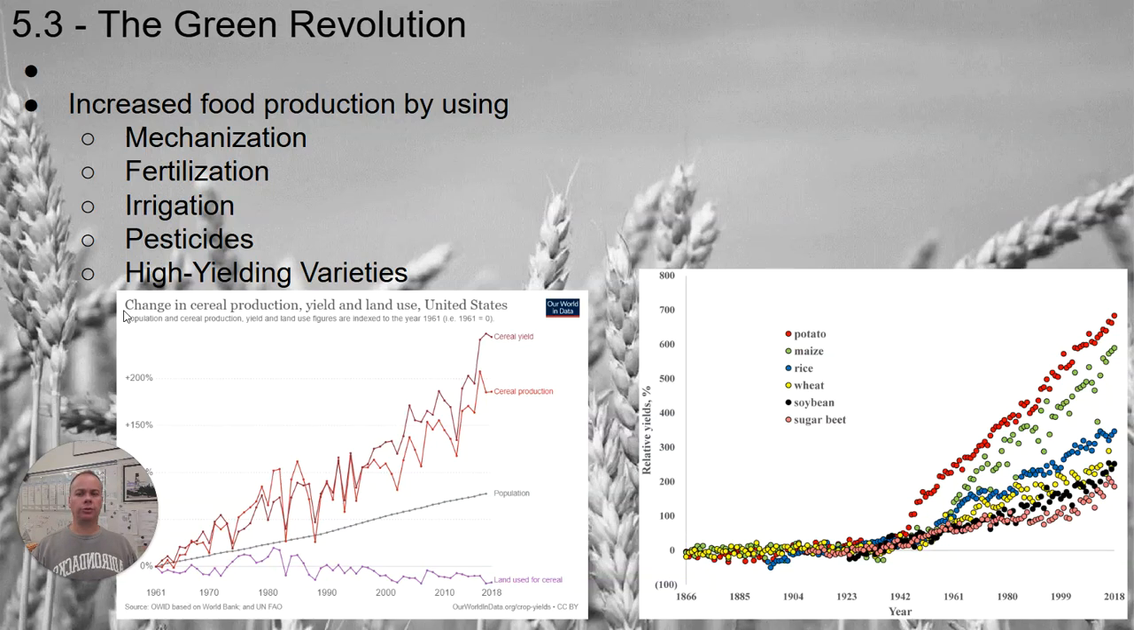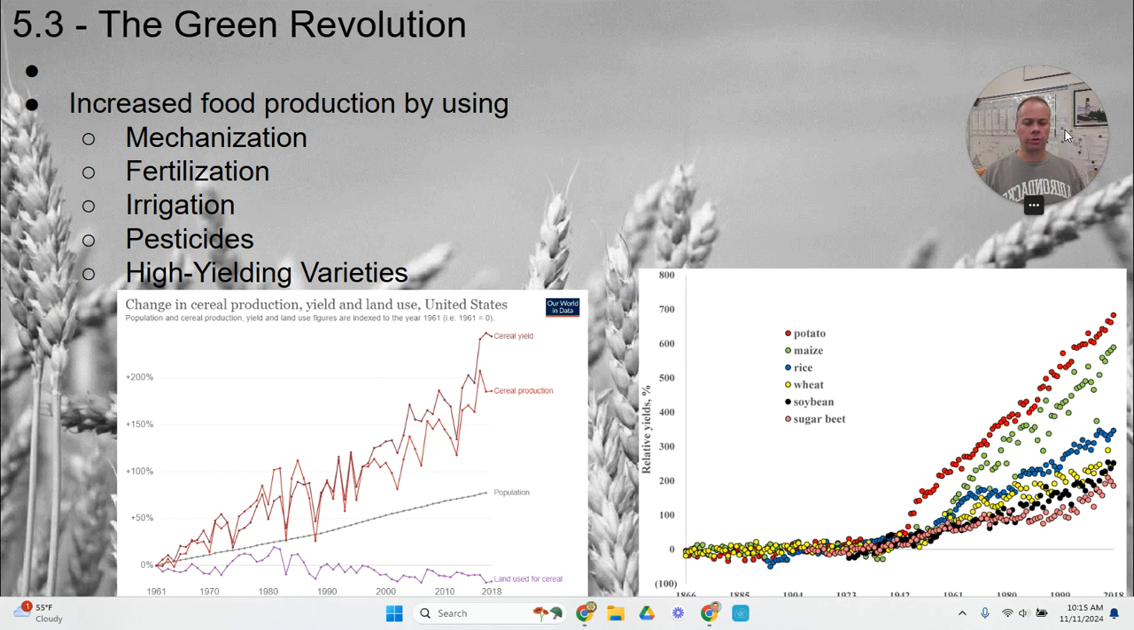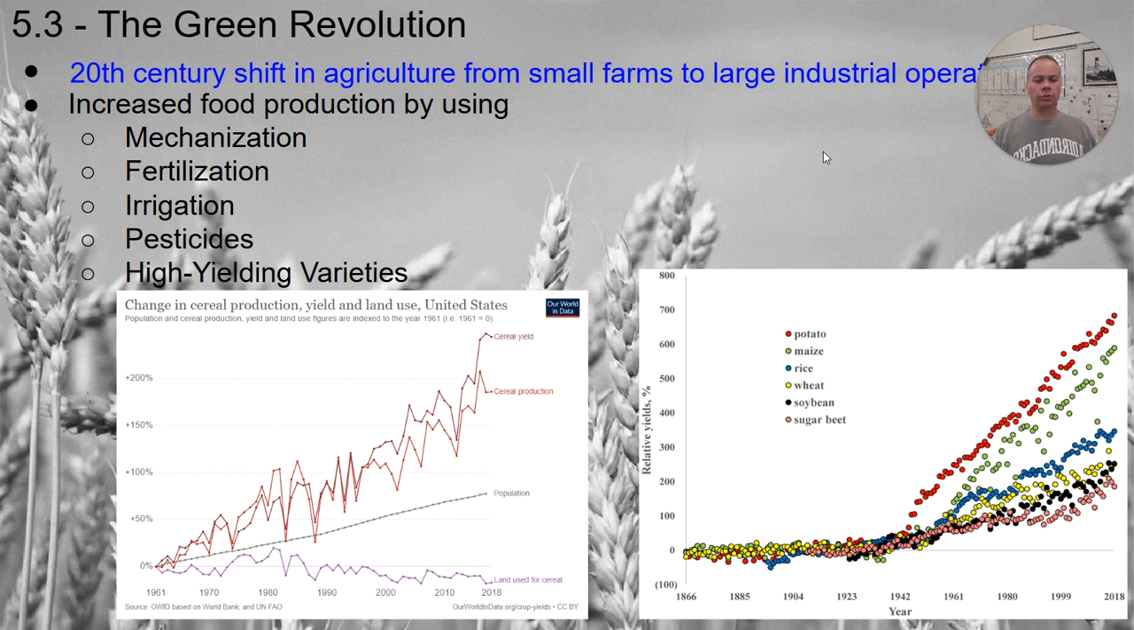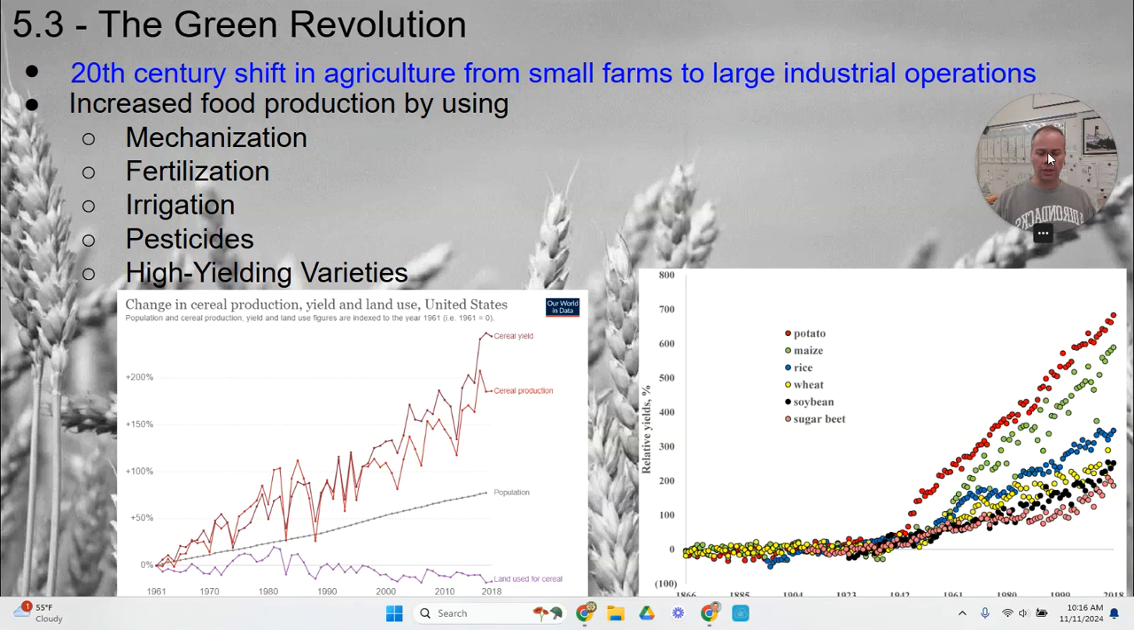We're going to start to move into a discussion of agriculture, and we'll talk about different topics related to agriculture. We're going to start here in discussing something that's called the Green Revolution. The Green Revolution is really a shift in agricultural practices that took place in the 20th century, and it's sometimes called the Third Agricultural Revolution. And it happened around the 1940s to the 1970s.